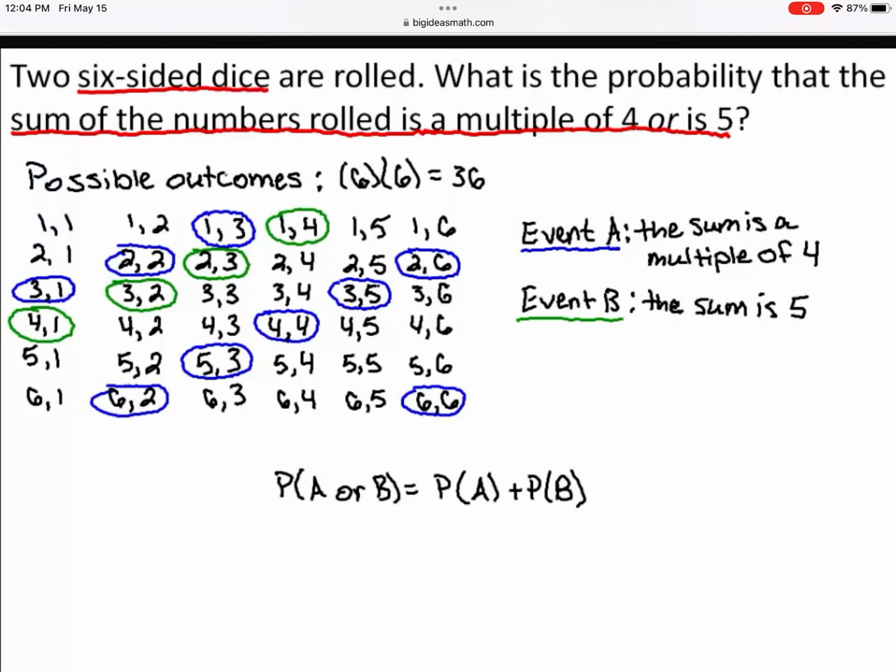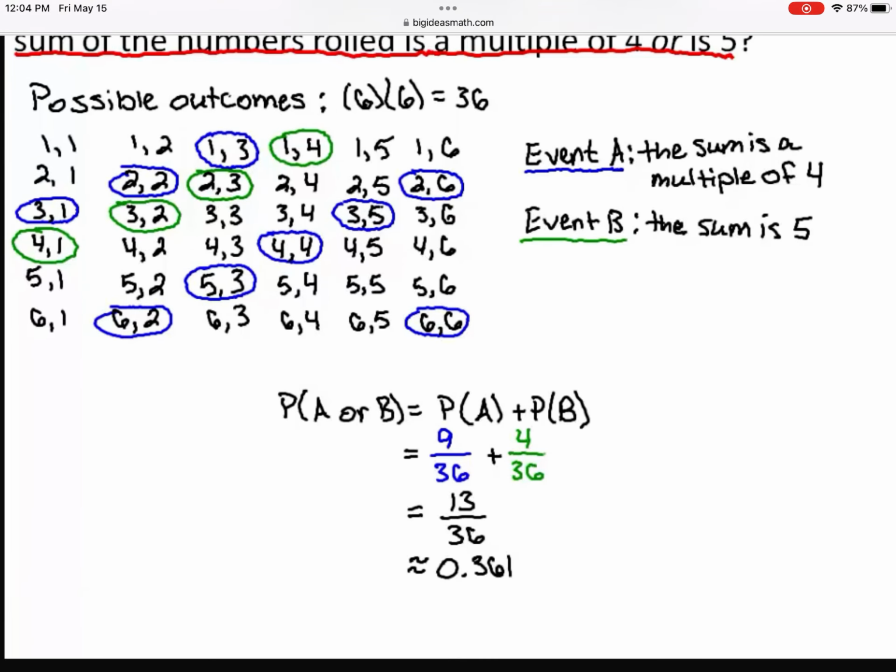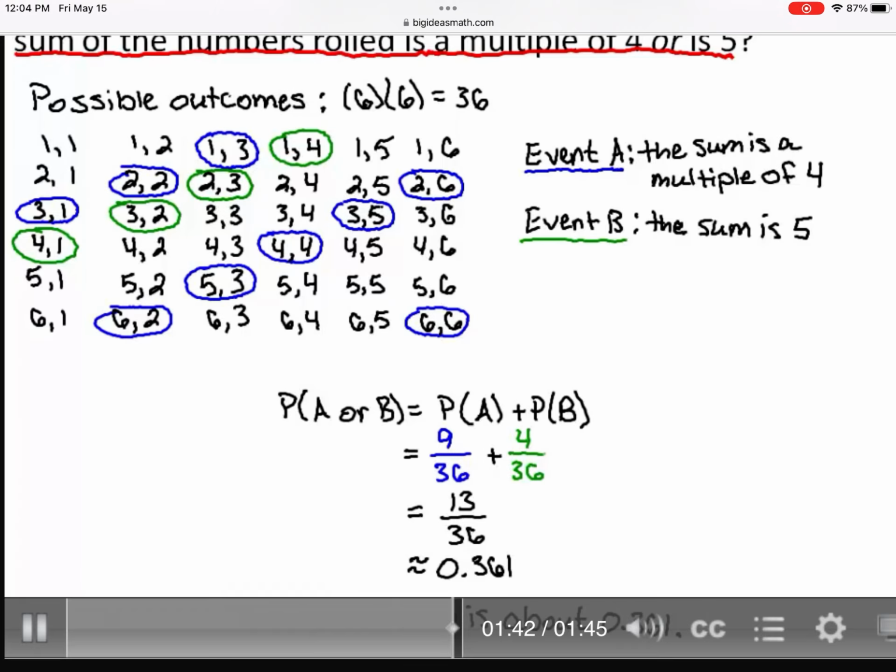Because there are 9 possible ways in which event A can occur, the probability of event A occurring is 9 divided by 36. Because there are 4 possible ways event B can occur, the probability of event B occurring is 4 divided by 36. 9 divided by 36 plus 4 divided by 36 equals 13 divided by 36, which is approximately 361 thousandths. So the probability is about 361 thousandths.